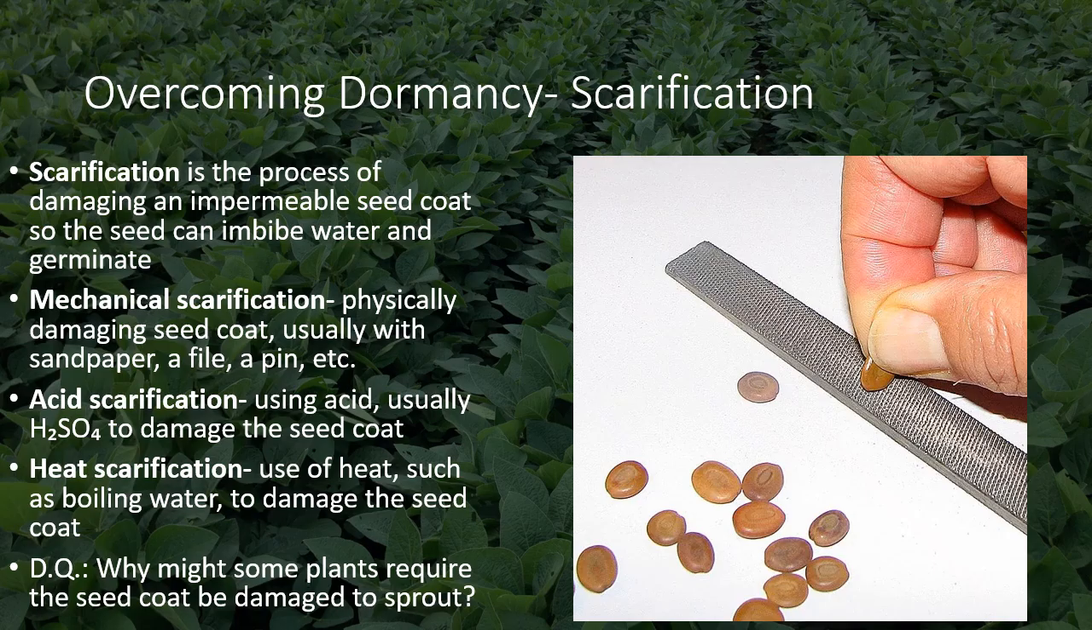Heat scarification is the use of heat, such as boiling water, to damage the seed coat. I've done this with the seeds of honey locust trees. My preferred method is to boil water on the stove, and I like to use a very small dish, such as a ramekin, and I put all the seeds that I want to heat scarify in the ramekin. The more seeds, the better. If you don't have very many seeds, they might be overly damaged by the heat.